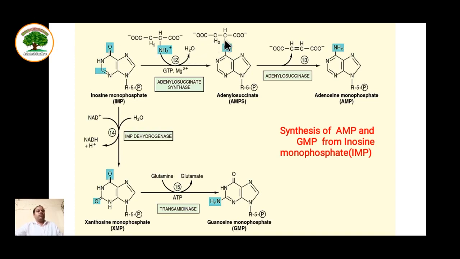Now you can see here in the next step, the adenylosuccinase enzyme removes all the other moiety from this amino acid, and only this amine group is kept at this position, which results in the formation of adenosine monophosphate. Now this is the adenosine monophosphate formed from inosinate monophosphate.